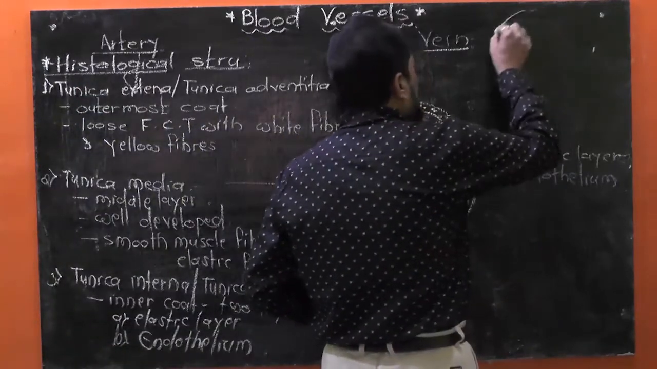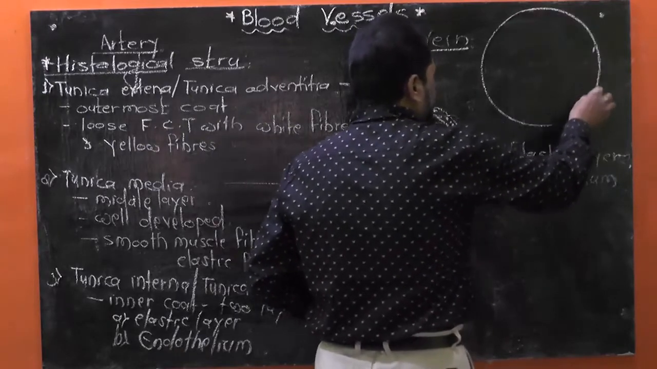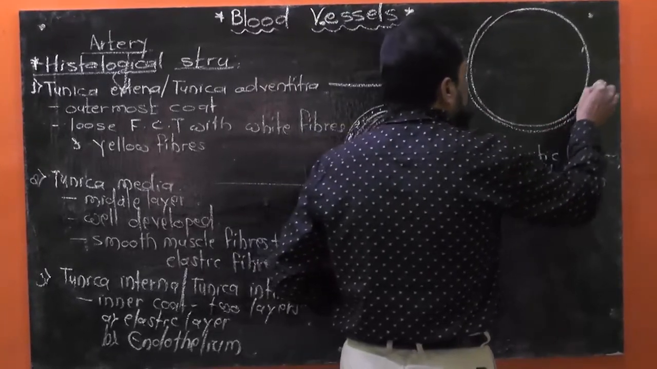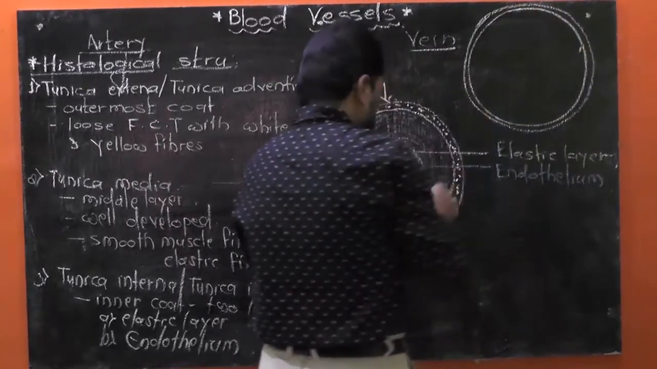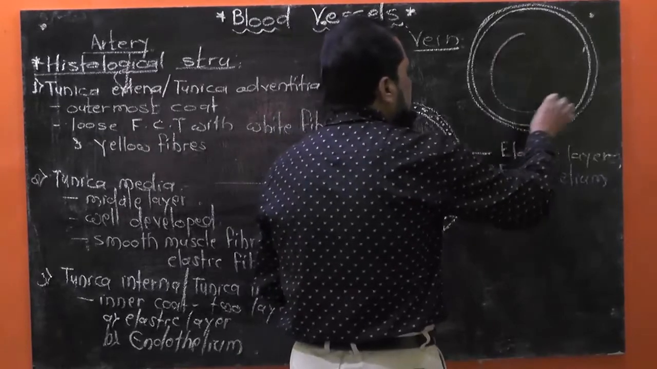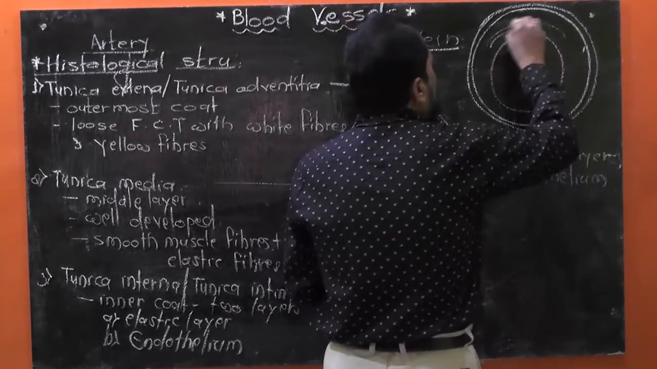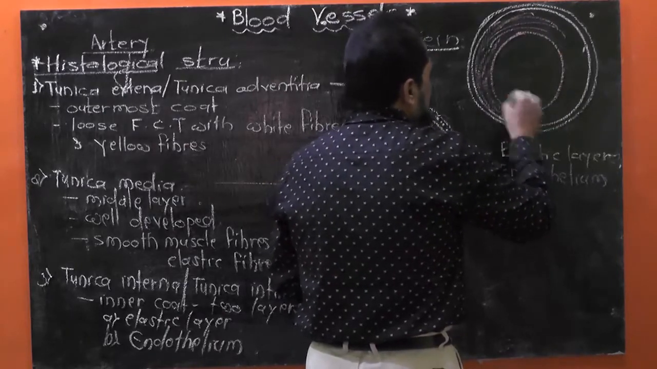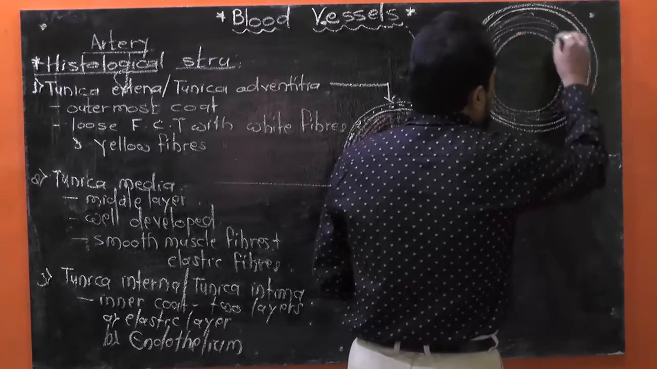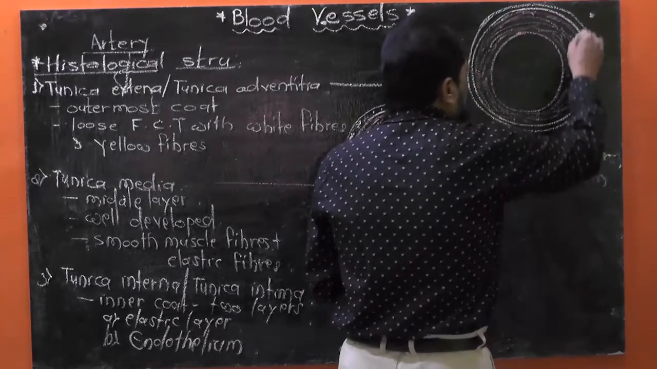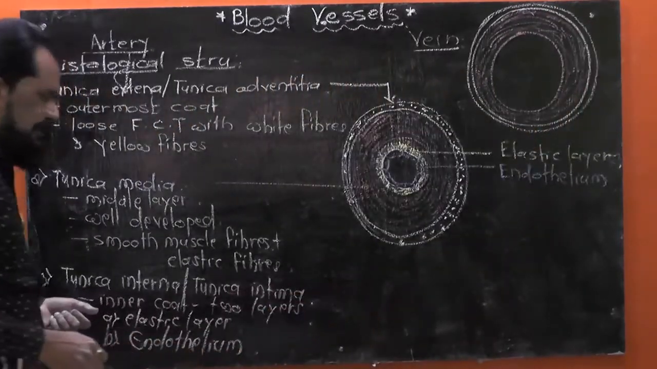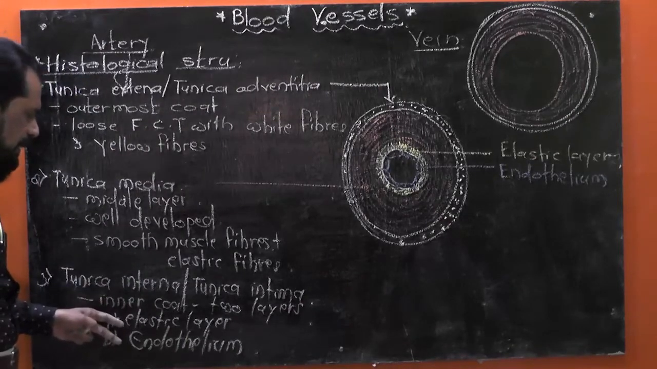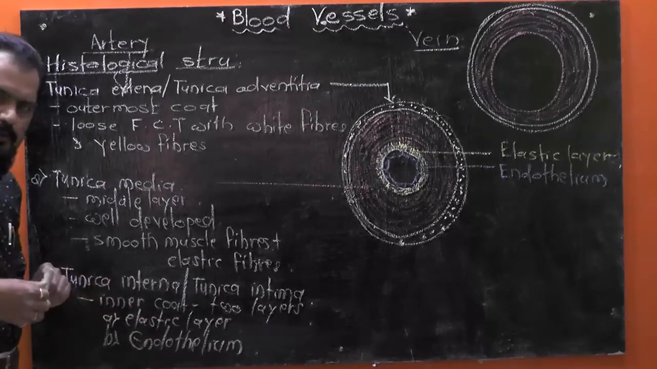As usual, suppose here is the external layer, that is nothing but the tunica externa, and here is the middle layer made up of smooth muscles and elastic fibers. You can compare the thickness of this middle layer. And the inner layer, that is the inner coat, tunica interna, is again made up of two layers, that is elastic layer and endothelium.